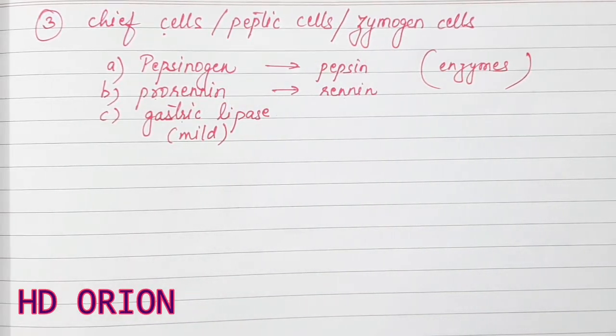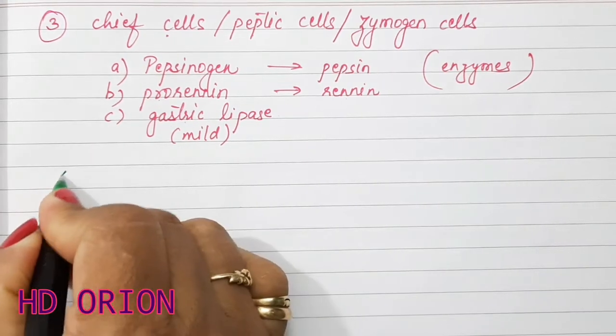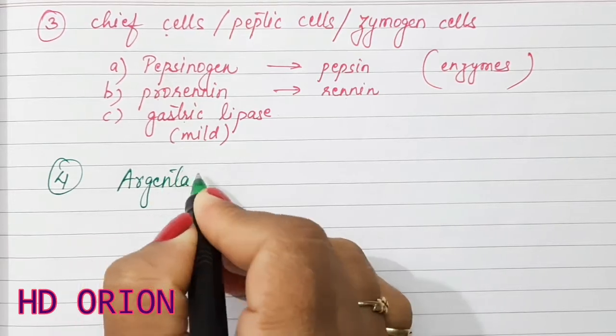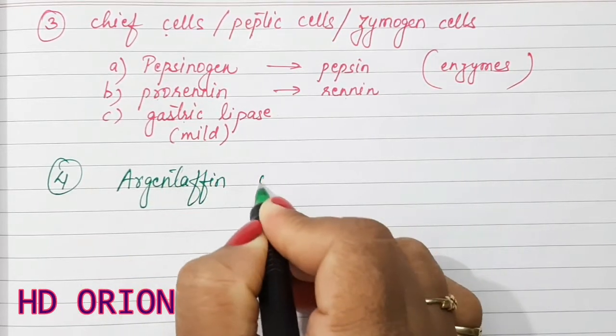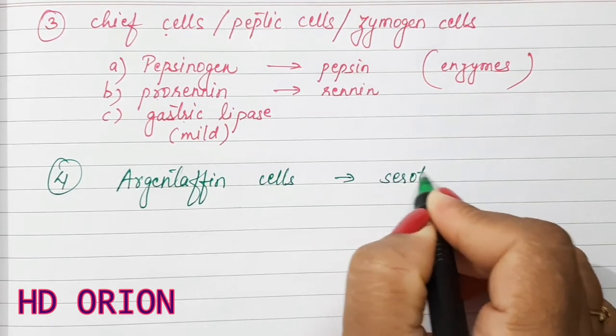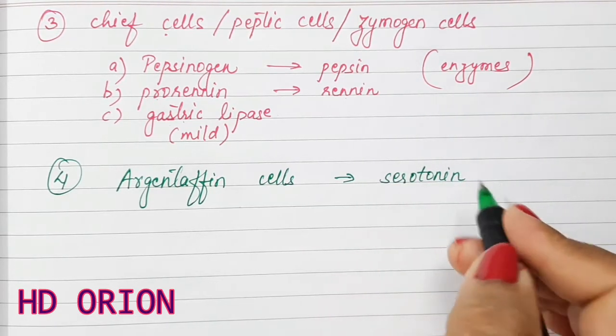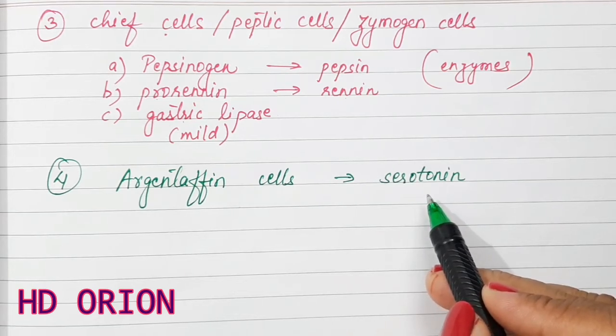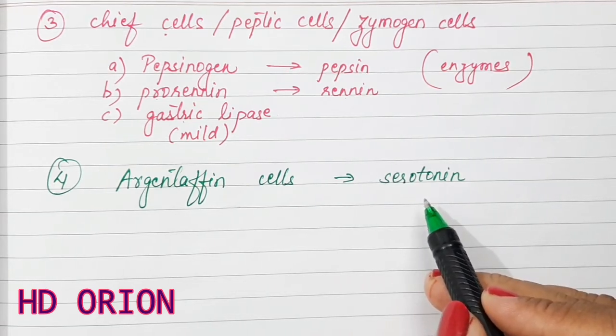Now the fourth type of cells are the argentaffin cells. These were triangular cells that were present. The argentaffin cells help in production of serotonin. So this actually helps in the contraction of the stomach, the outer layer of the stomach.